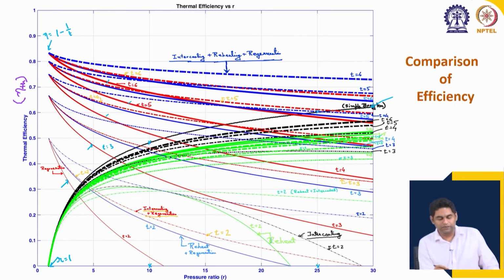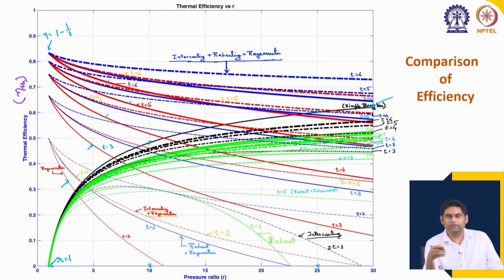So, for example, T equal to 5, the value will be equal to 1 minus 1 by 5, so 0.8. T equal to 4, it is 0.75, T equal to 3, it is 0.667, T equal to 2, it is 0.5, T equal to 6, it is 0.833, 1 minus 1 by 6, and our curves agree with this theoretical value.